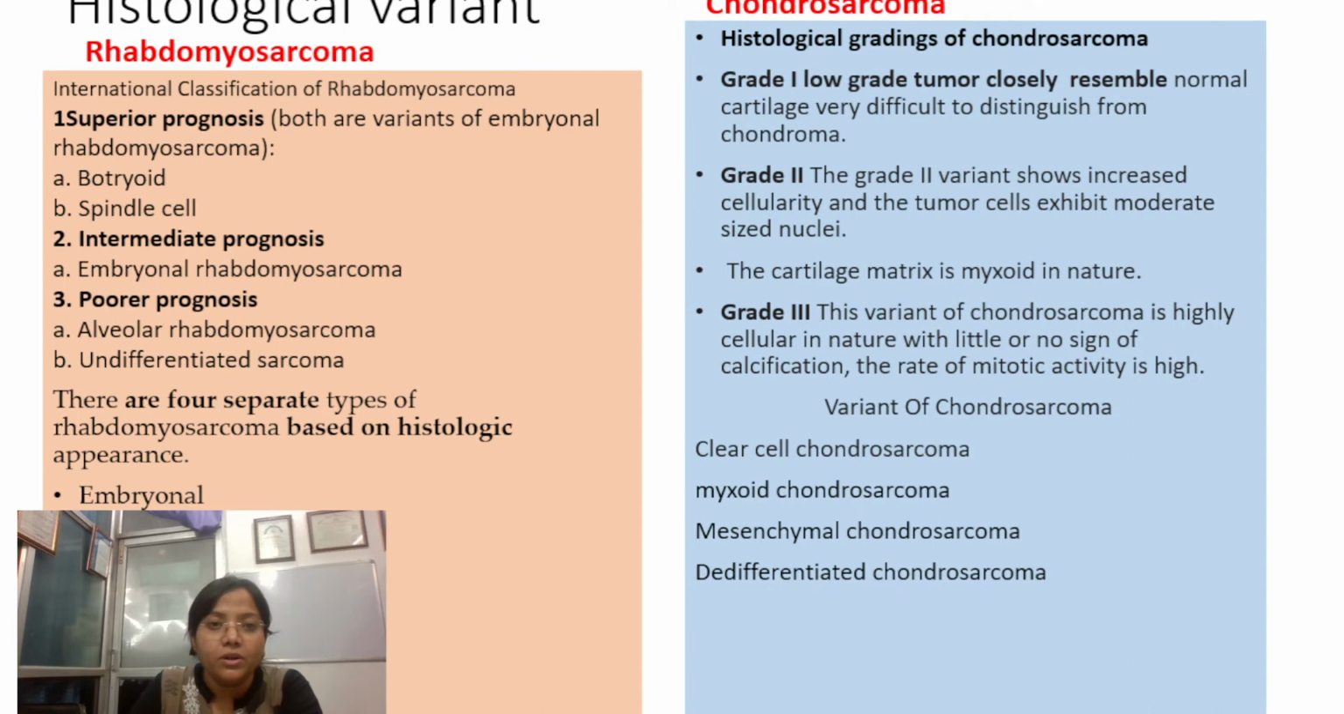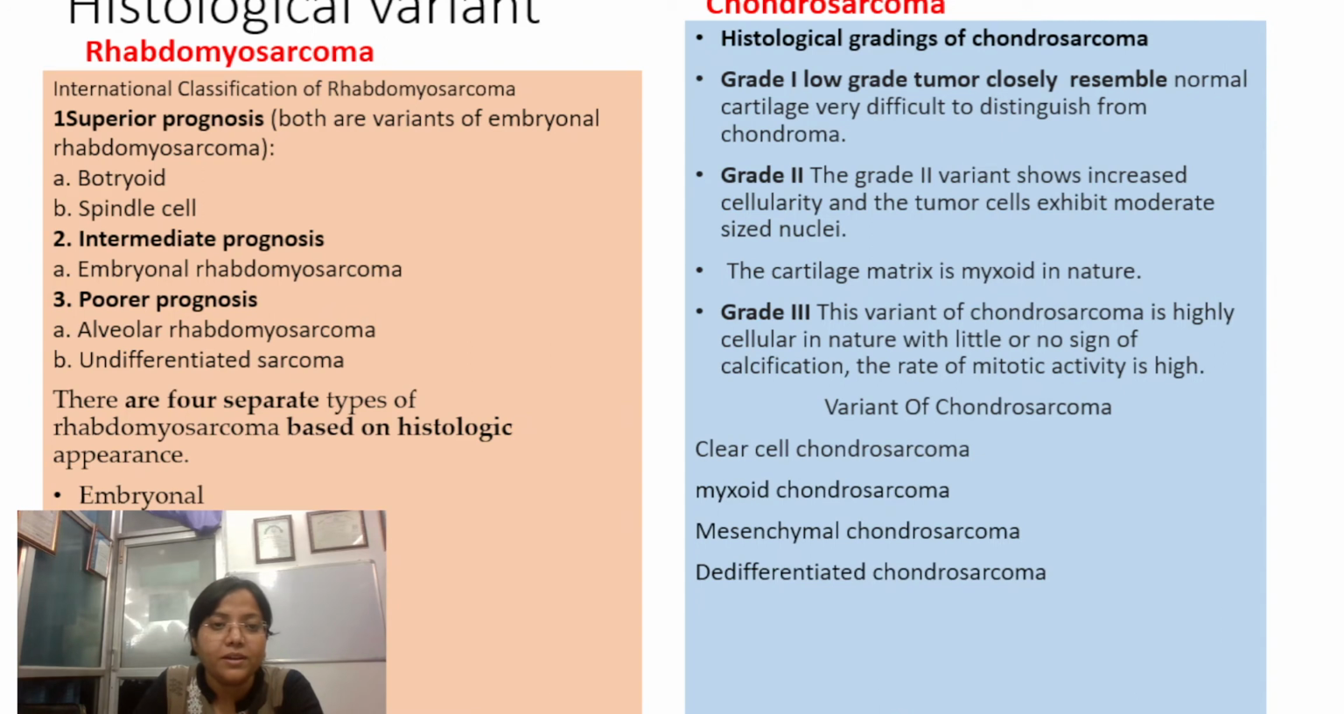In the earlier video, you can check the link and see the video lecture about the etiology, the clinical features, and the radiographic features of rhabdomyosarcoma. So let us begin the topic. In this video we will study the variants of rhabdomyosarcoma and chondrosarcoma. So here are the variants of rhabdomyosarcoma.